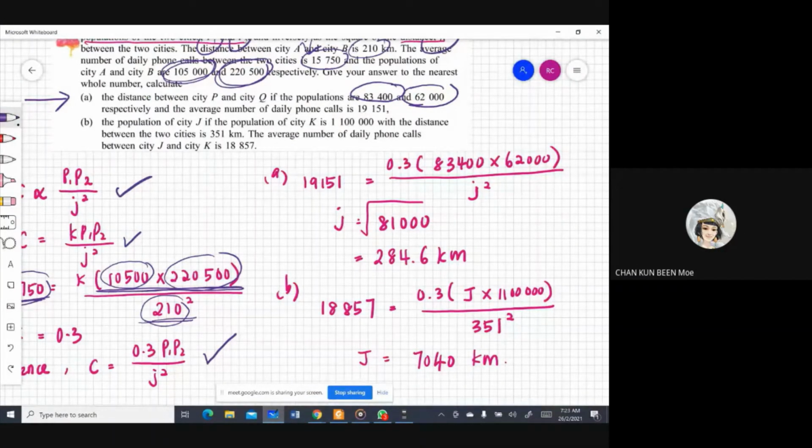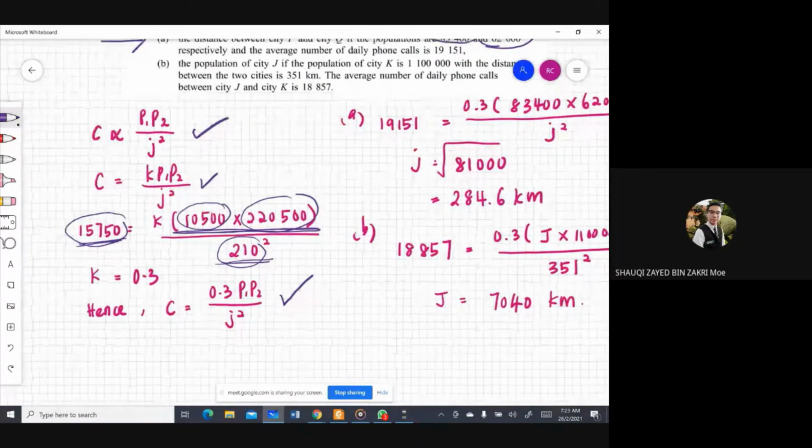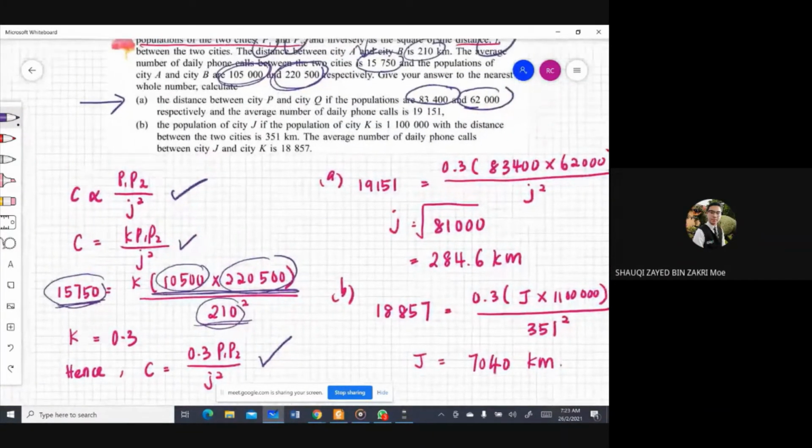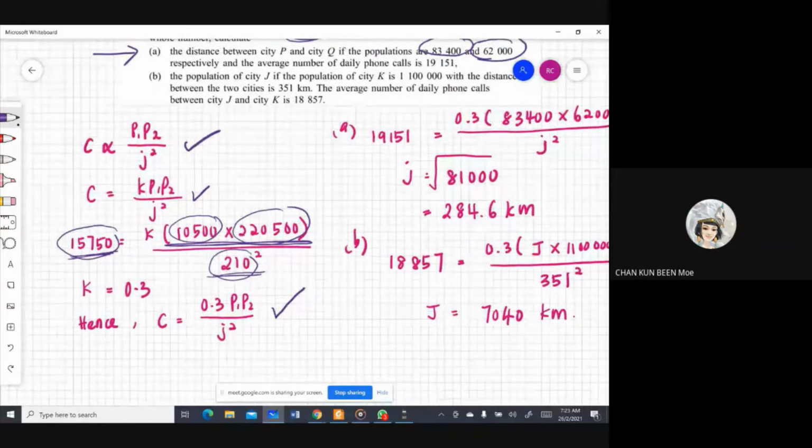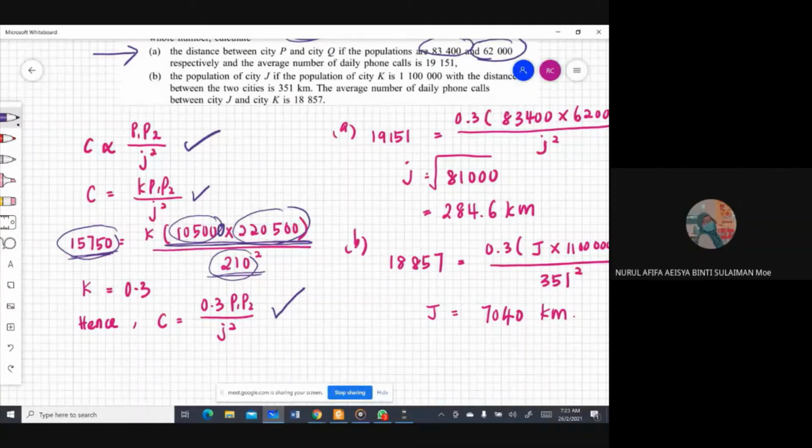We substitute everything. 19151 equal to 0.3 times 83,400 times 62,000 over j squared. So you need to find j squared, right? I think you did a mistake when finding the constant. Is it? My constant is not correct, huh? Is the 10,500 supposed to be 105,000? Oh, yes, thank you very much. I missed it out. Okay, so what is the new constant that we get from here? 0.03. Thank you very much. So this one we replace with 0.03. Okay, thank you very much.